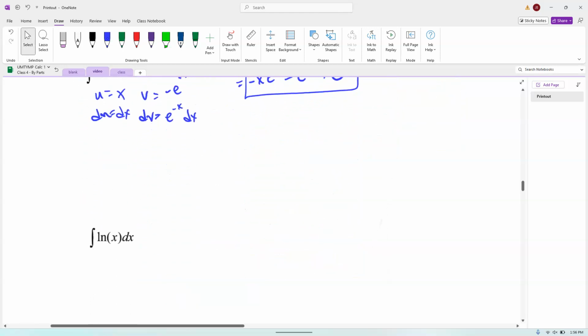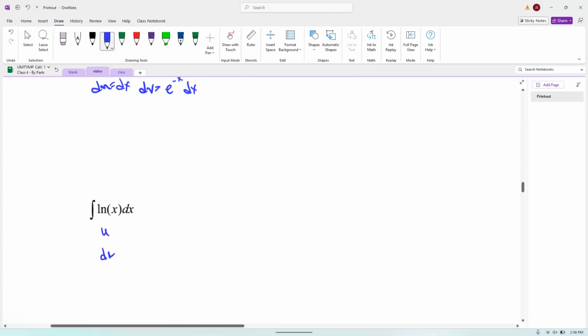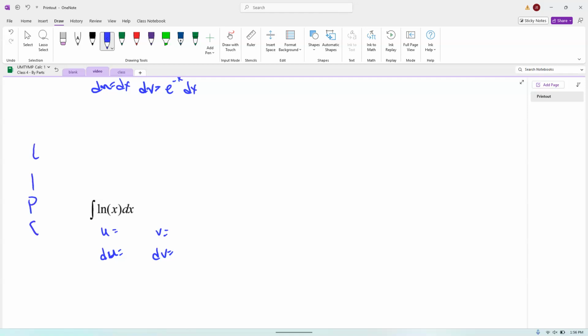Next one, natural log of x. Okay, so then this one, believe it or not, you can use integration by parts for this one. u, du, and then v, dv. Again, take a moment to complete each one of these. So picking u, if I remember LIPET, logs are first, so that would mean natural log of x is my u, so then 1 over x dx would be du. And then, let's see, this would just be dx.